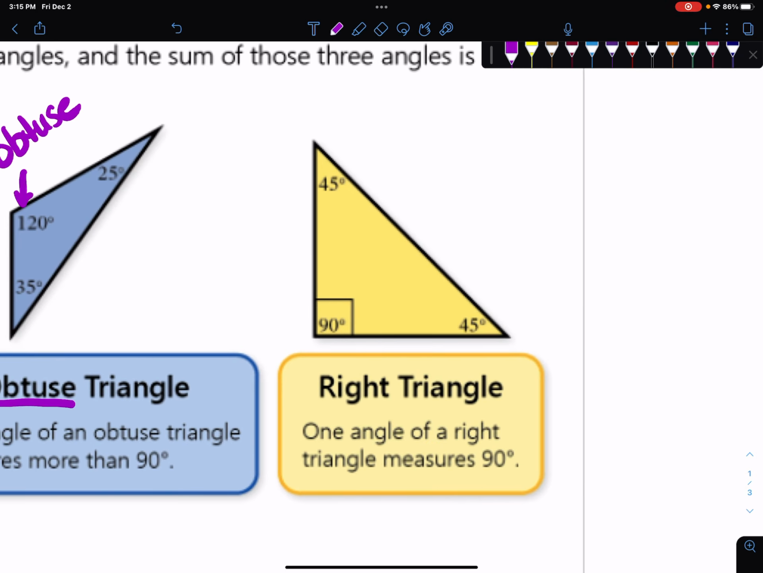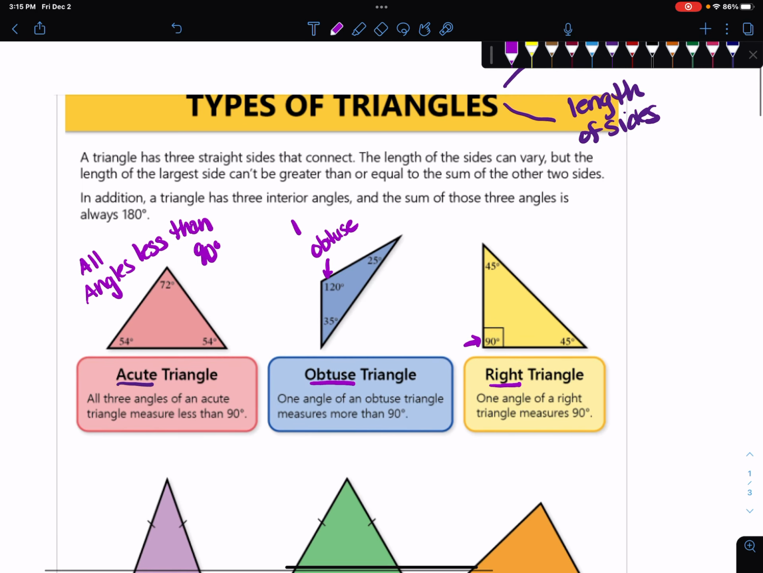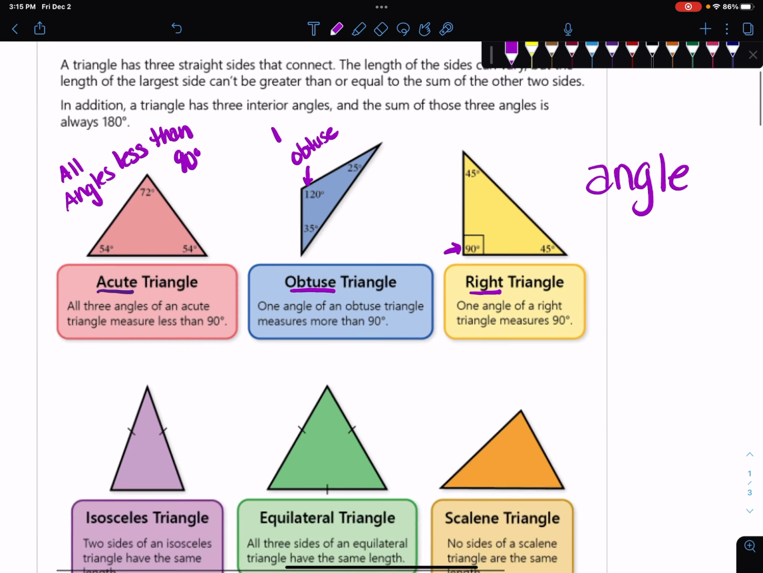Okay, now we also have right triangles. When you see a right triangle, two things might happen. Either there's some kind of little square in the corner, or it is actually marked as 90 degrees. Either way, that's the way that it looks at it. So this is the right angle or the 90-degree angle, and that's what makes it a right triangle. So all three of those are based on the angles inside. This is the name that happens because of the angle.